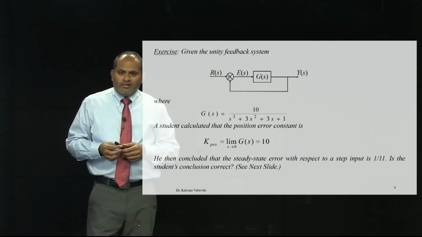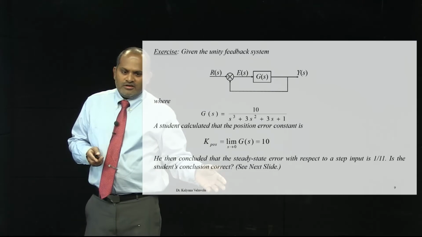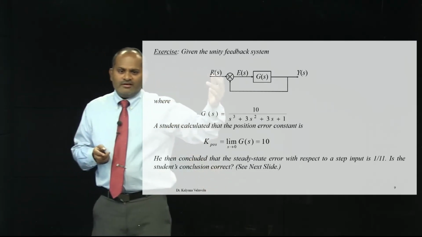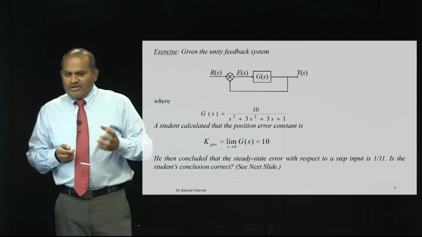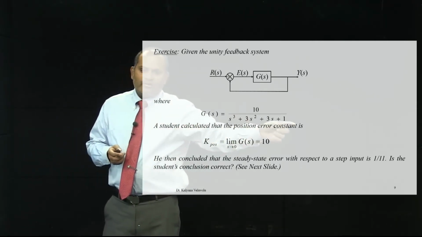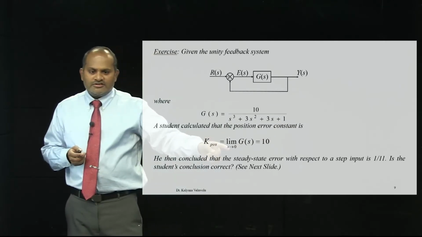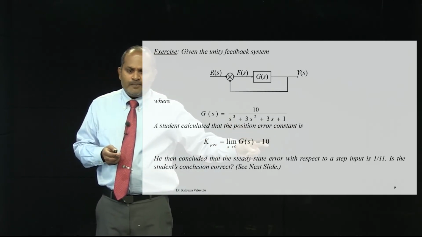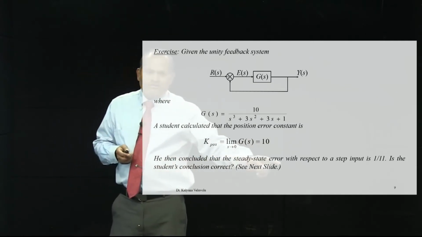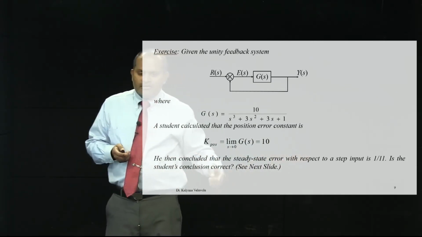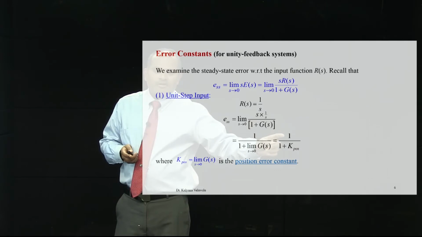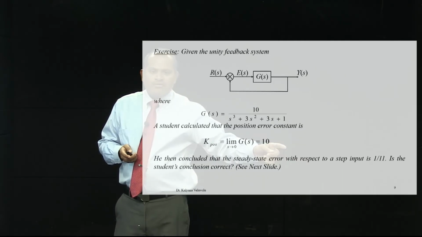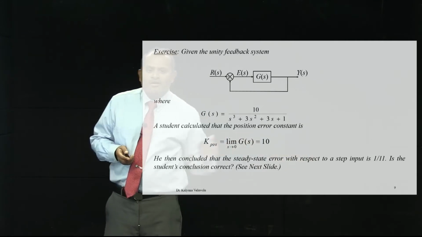Now, let us have another simple exercise. I have a unity feedback system here, with G(s), E(s), Y(s), where G(s) is given by this expression. A student calculated the position error constant K position as limit s tends to 0 of G(s). If you substitute, you get 10. He concluded that the steady state error with respect to a step input is 1 by 11. If you remember the unit step error calculation definition, it is 1 by 1 plus K position. So, 1 by 1 plus 10, you get 1 by 11.